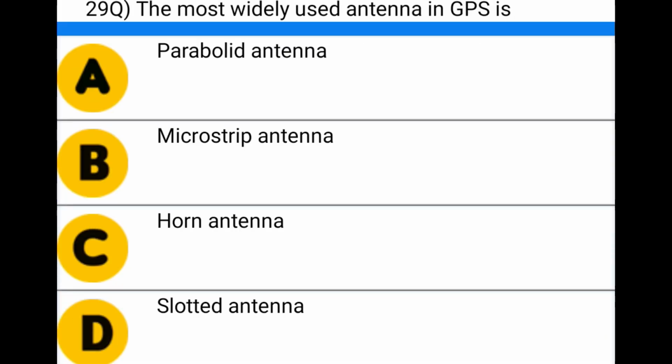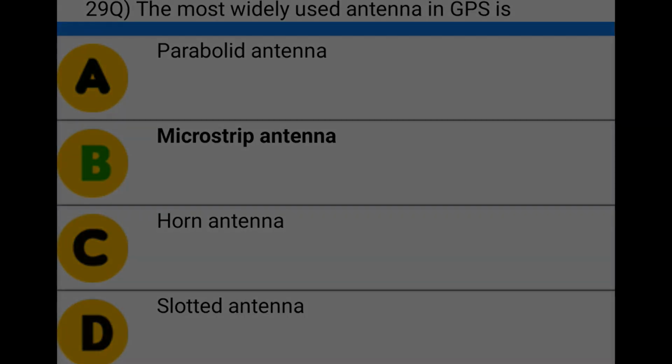Next question. The most widely used antenna in GPS is option A paraboloid antenna, option B microstrip antenna, option C horn antenna, option D slotted antenna. The correct answer is option B microstrip antenna.